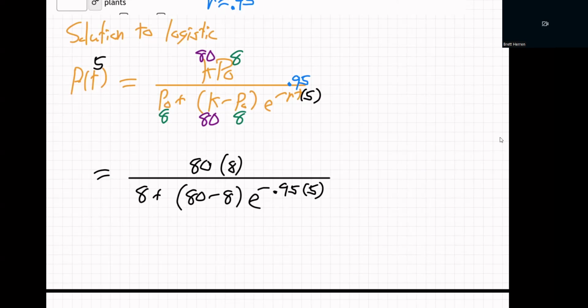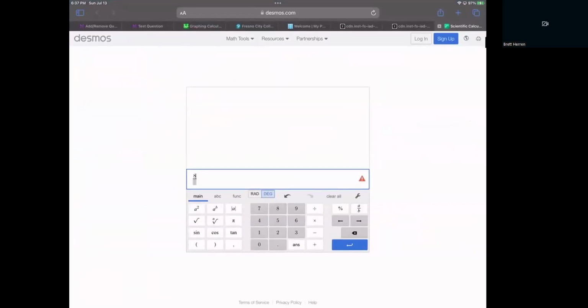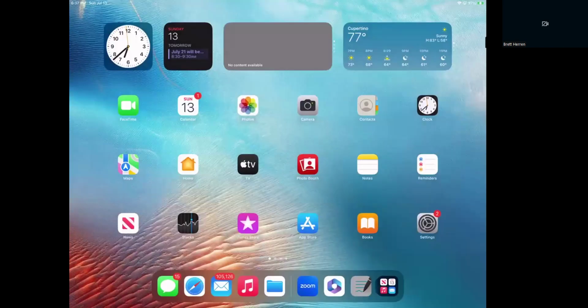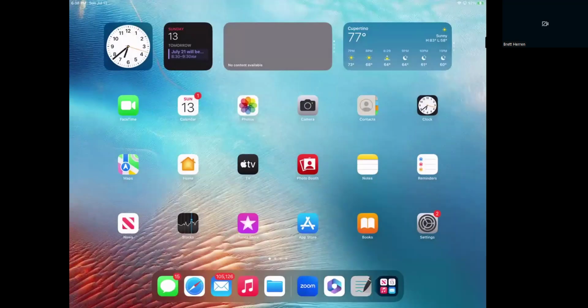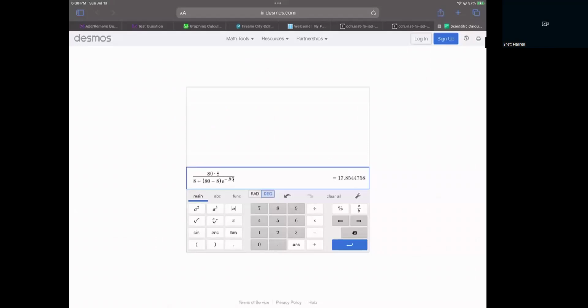So let's go put that in Desmos. Fraction: 80 times 8 over 8 plus 80 minus 8. Then E, go to functions, e to the power. What is that power? It's e to the power of minus 0.95 times 5.